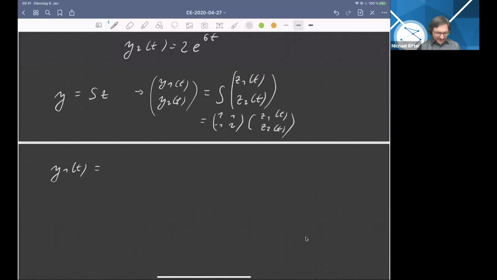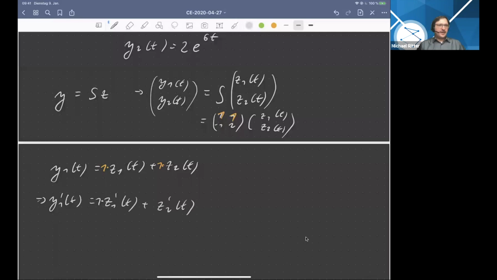So y1 of t is then the same thing as z1 of t plus z2 of t, or to be a little more explicit, 1 times z1 of t plus 1 times z2 of t, these 2 ones here. And if we differentiate, the derivative of y1 of t is the same thing as, well, this constant 1 just is a constant times the function, so that 1 stays in front of that function. And we just differentiate z1 of t and z2 of t. So basically every part of the sum is differentiated. And of course, the constants in front of the function stay the same here.